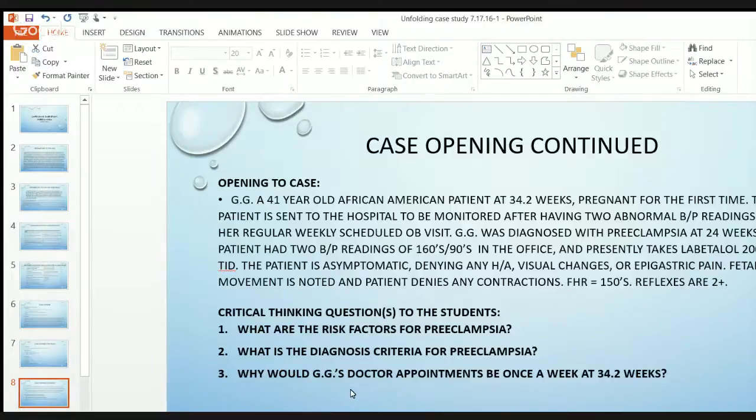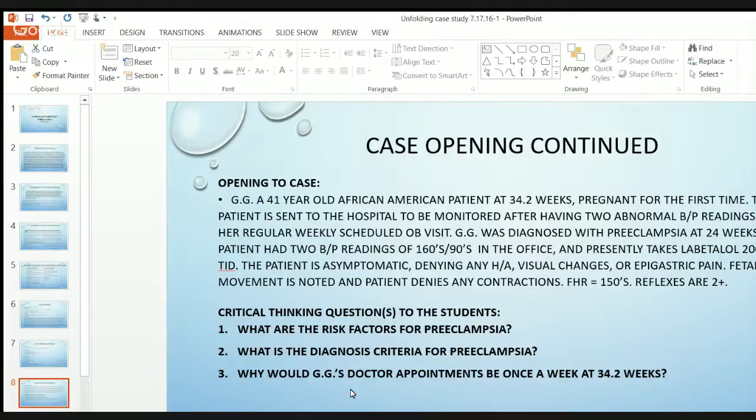So let's get into our case. Gigi, again, at 34.2 weeks, is pregnant for the first time, but is now being sent to the hospital to be monitored after having 2 abnormal blood pressure readings at her regular weekly scheduled OB visit. She was diagnosed, as we previously said, with preeclampsia at 24 weeks. The patient had 2 blood pressure readings in the office of 160s over 90s and presently takes labetalol 200 milligrams 3 times a day. The patient is asymptomatic in that she is denying any headaches, visual changes, or epigastric pain. Fetal movement is noted and patient denies any contractions. Fetal heart rate is in the 150s and her deep tendon reflexes are 2+.